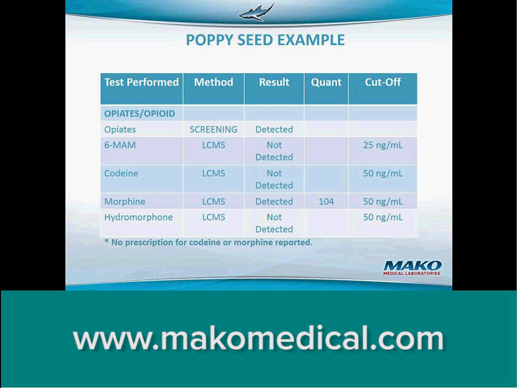So here you can see an example of a low-level morphine that was detected, possibly resulting from consumption of poppy seeds, as no prescription for morphine or codeine was reported for this individual. So here we found a morphine positive at 104 nanograms per milliliter. So that covers the 4 individual sources for morphine and possible interpretations for them. Again, that's codeine, morphine, heroin, and poppy seed consumption.